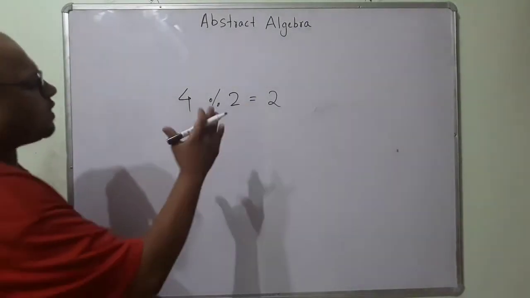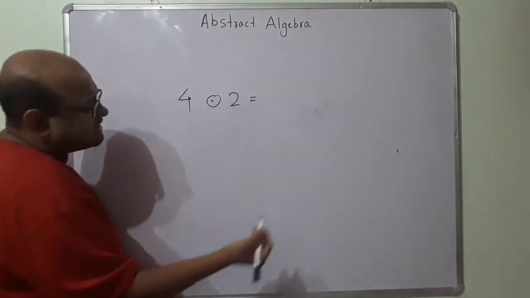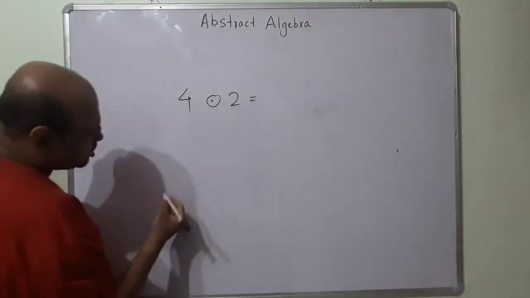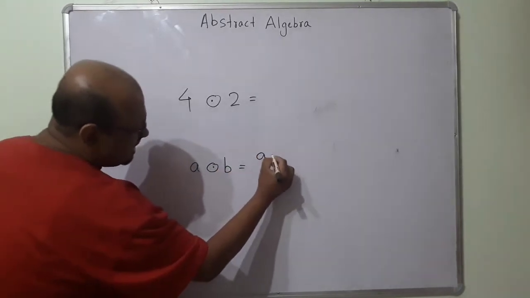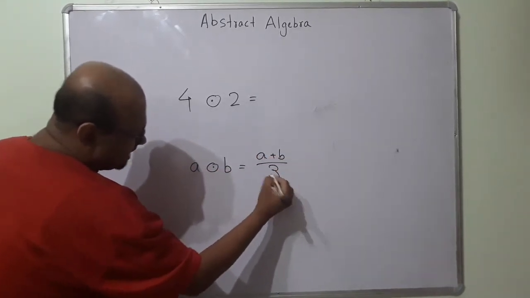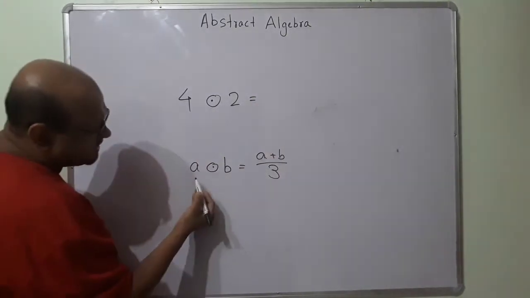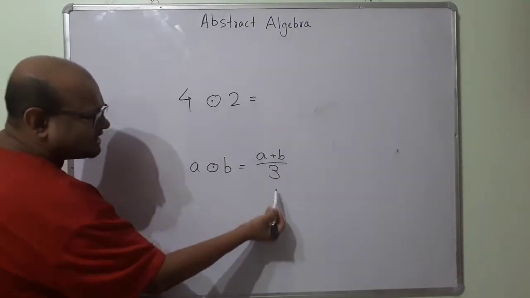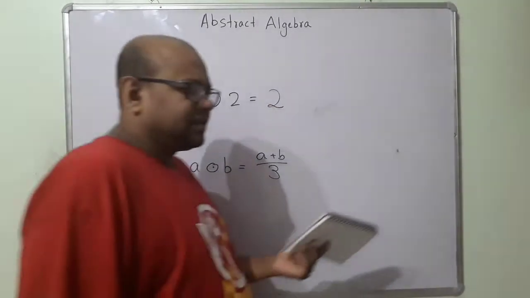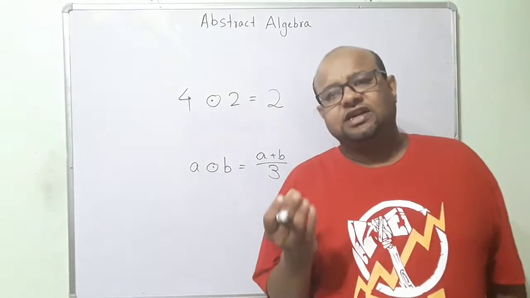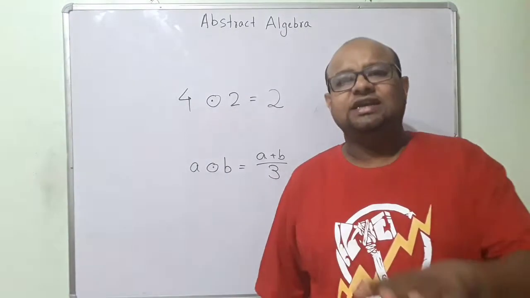Or I could have defined an operation. Say this is some operation that I have defined, and it works under this rule: A operation B is A plus B divided by 3. So the answer would be 2 plus 4, that is 6, divided by 3, so it would have been 2. All of this is arithmetic. You studied addition, subtraction, multiplication, division when you were a kid in LP school.